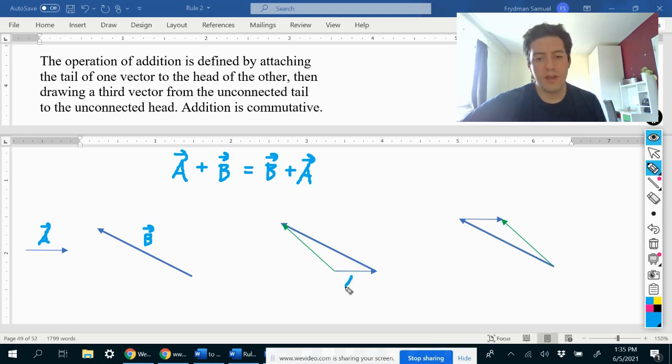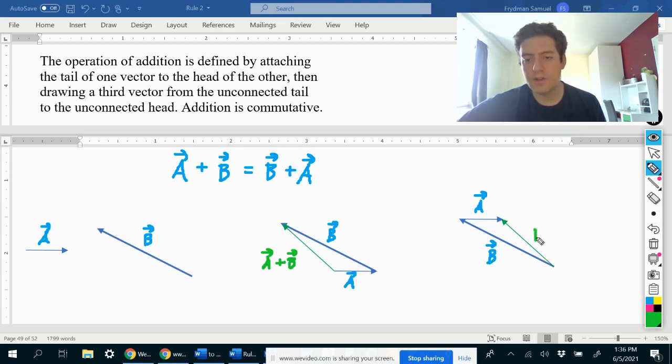So here we have, again, vector A. I just copy and pasted this and put it over here. And here we have vector B, which means that this vector over here is the vector A plus B. Okay? But we could also do B plus A by starting with this vector, and that's what I did over here. So this is vector B. This is, over here, vector A. And this would then be the vector B plus A.